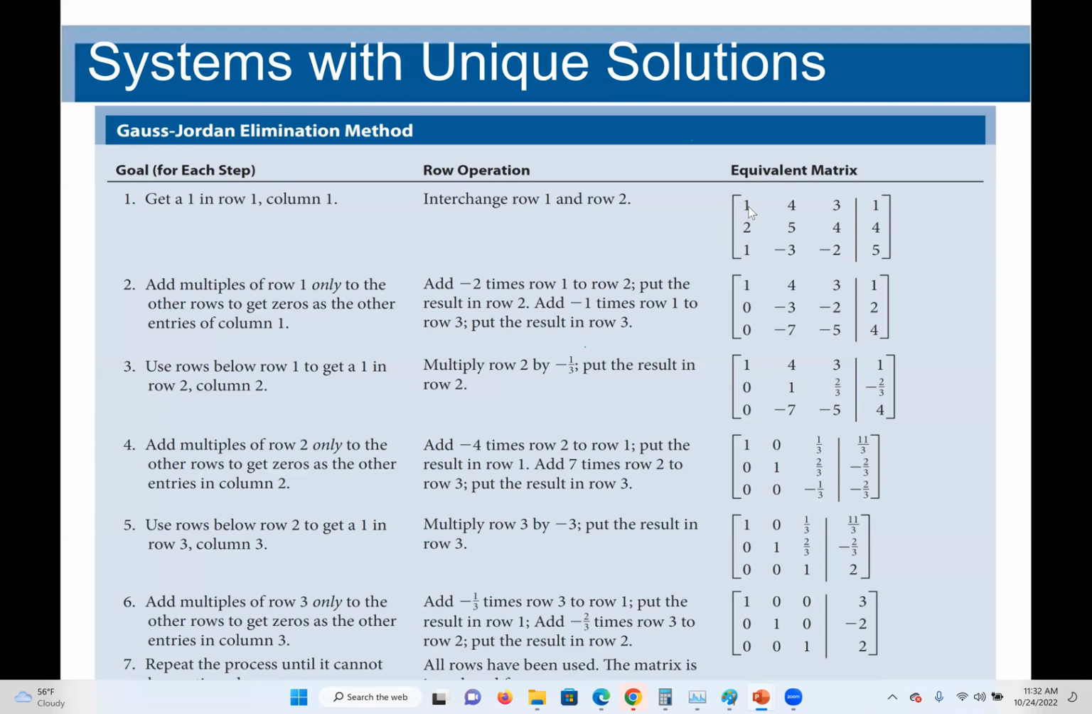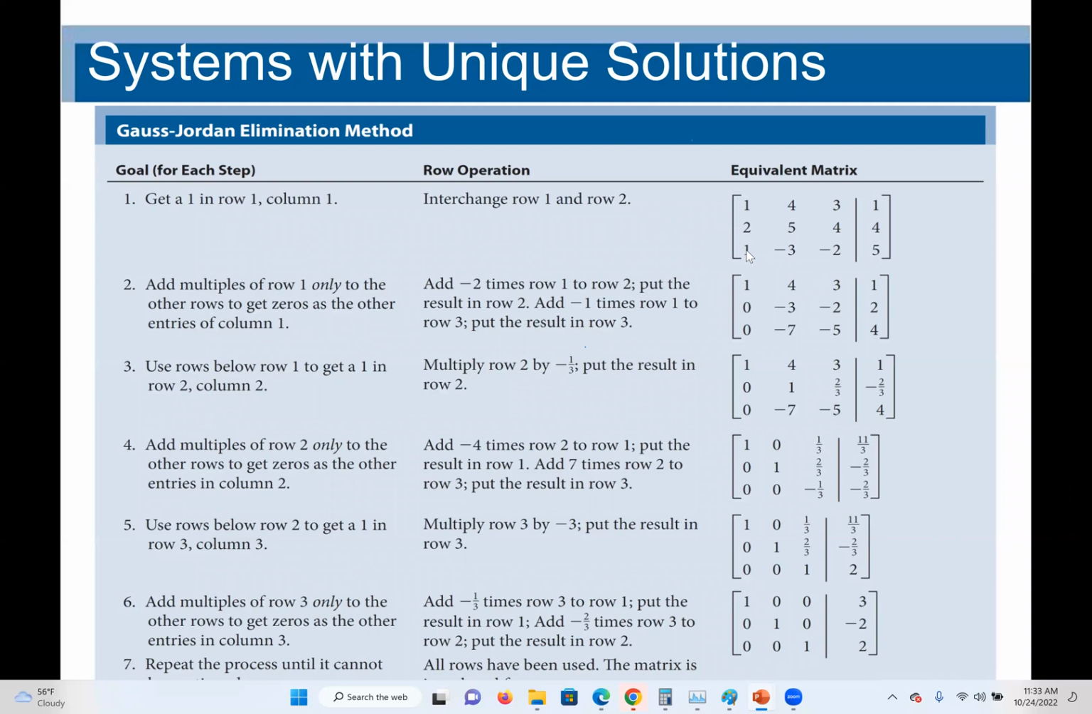So -2 times 1 gives me -2 plus 1, which is 0. -2 times 4 gives me -8 plus 5, which is -3. -2 times 3 is -6, plus -2 gives -8. You have to do it for the whole row. Last one, -2 times 1 is -2 plus 4, which is 2. So we finish that, but we need to change the third row, first column also to 0.